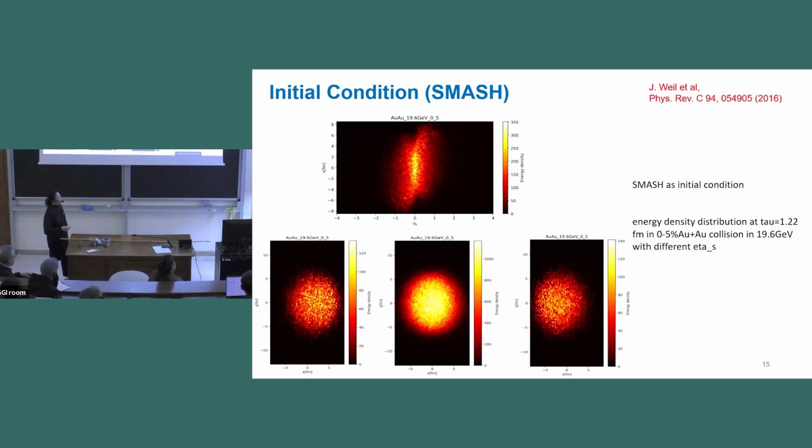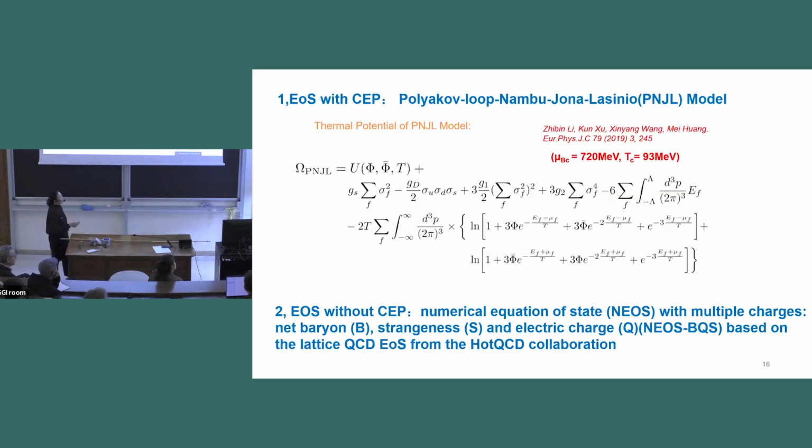Okay, so then you run the hydro. You have the initial condition from SMASH. This is open source, so you can get it from the open website and use it as our initial condition. And then you insert the equation of state. Actually, we use two different equations of state to compare the results.